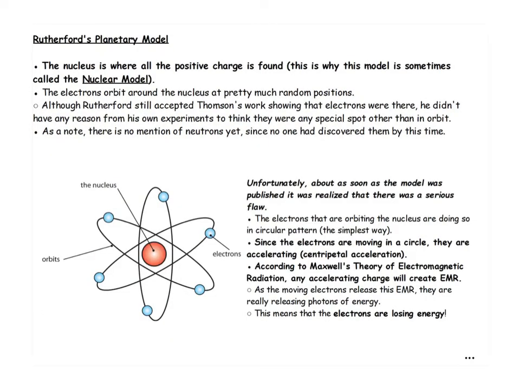So he came up with what we call the planetary model. So this was taking these electrons, which were discovered in cathode rays by J.J. Thompson. He put them in orbits around this dense, positively charged nucleus.